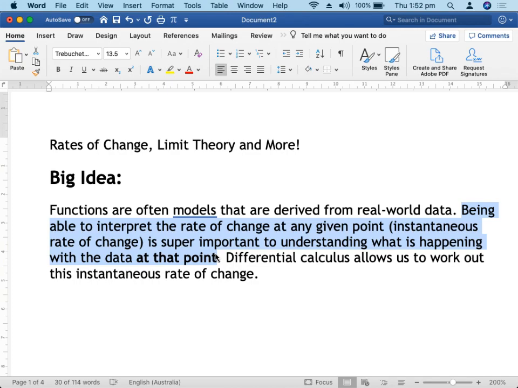You need to know that the purpose of differential calculus is to work out what is called the instantaneous rate of change. In other words, how the data is changing according to the other set of data at a particular moment. Instantaneous rate of change. The complementary idea to instantaneous rate of change is an average rate of change: how things are changing over a longer period, not at an instant, at a single point.